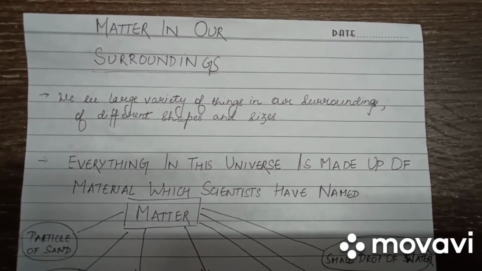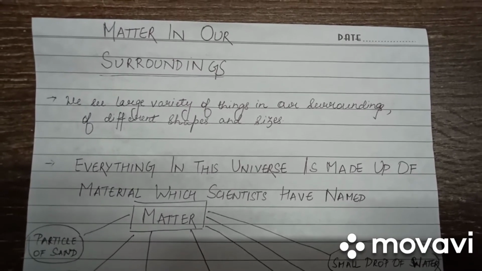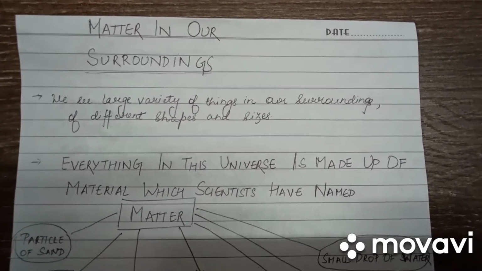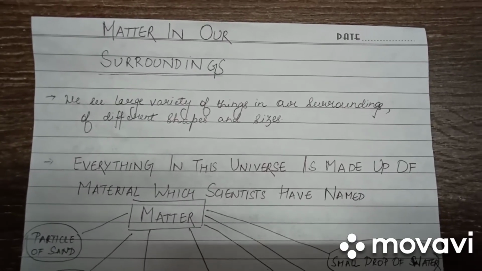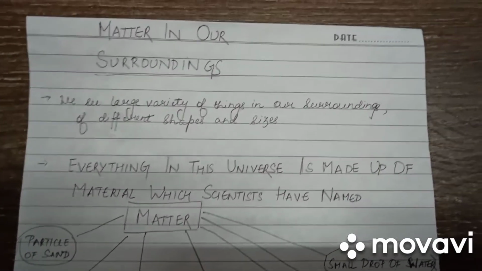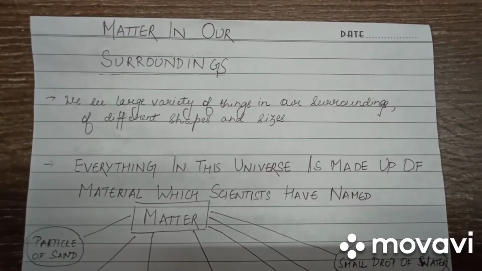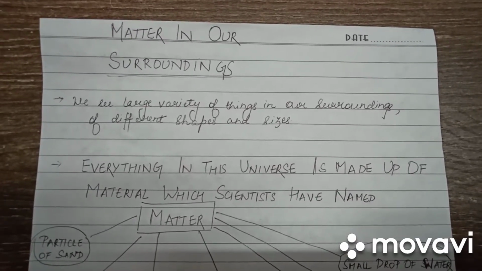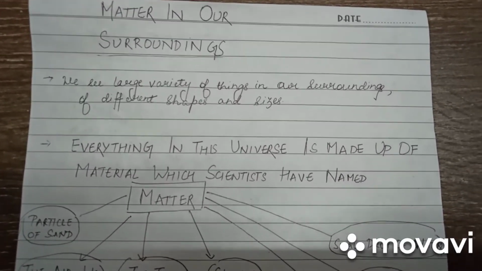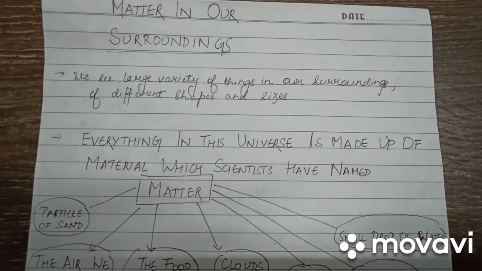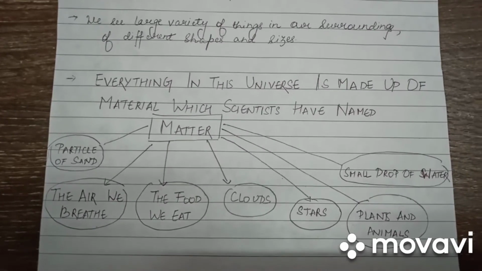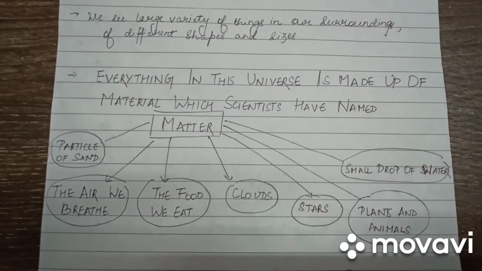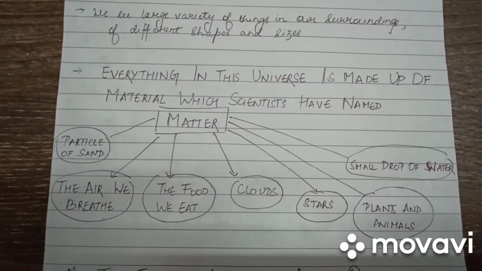We see a large variety of things in our surroundings of different shapes and sizes. In our day-to-day lives, we come across so many things which are different in shapes and sizes, be it our bed, books, pen, pencil, or anything. Everything in the universe is made up of material which scientists have named matter. We all know what matter is. Anything that occupies space and has weight is called matter.